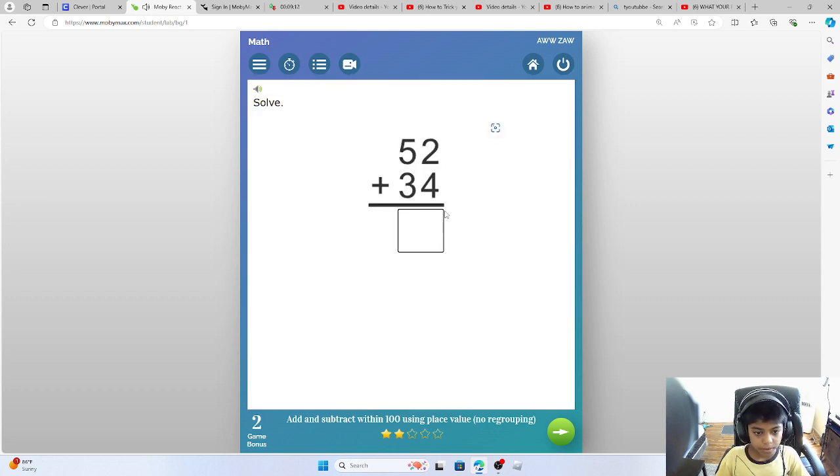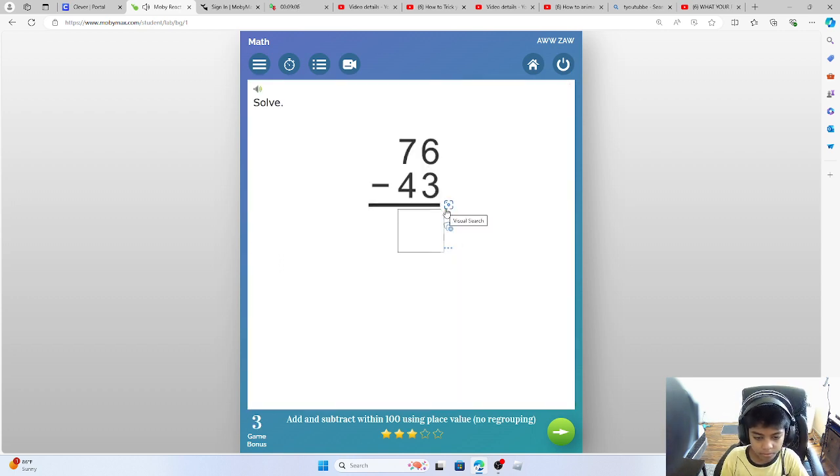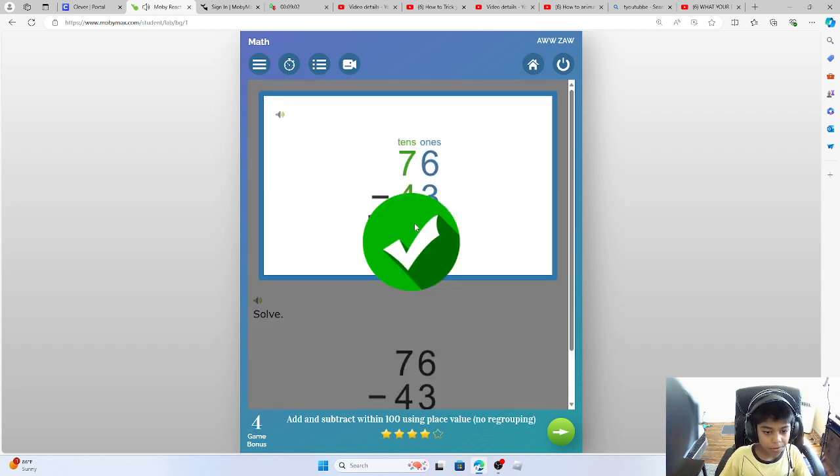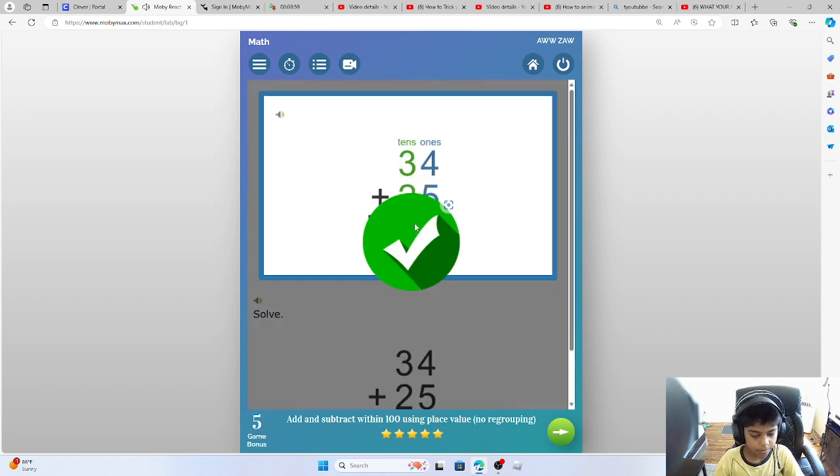Solve. 52 plus 34 equals blank. 86. Next. Solve. 76 minus 40. When subtracting. Next. Solve. 34 plus 25 equals blank. 59. When adding, 59.